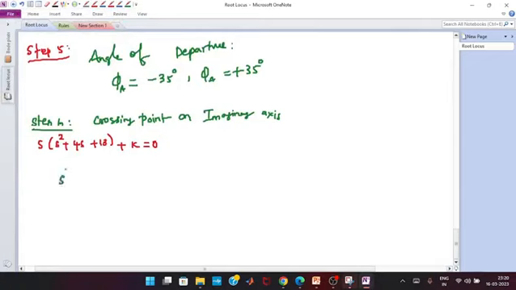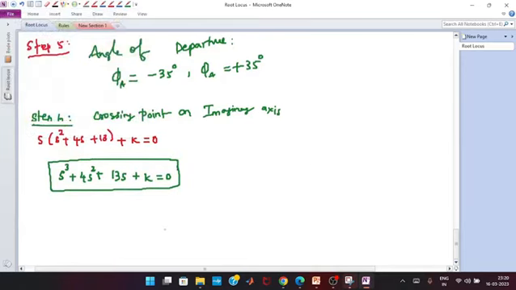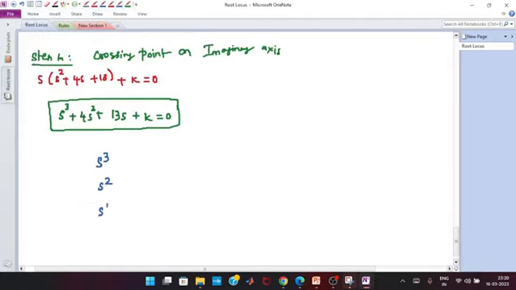So s into s square is s cube, plus 4 into s is 4s square, plus 13 into s is 13s, plus k equal to 0. This is our characteristic equation. If it is the characteristic equation, how do you form a Routh table? I hope you guys know it. Write down s cube, s square, s power 1, and s power 0. Then put a division-like symbol and fill the values. The first value is 1, the second value is 4, the third value is 13, the fourth value is k.